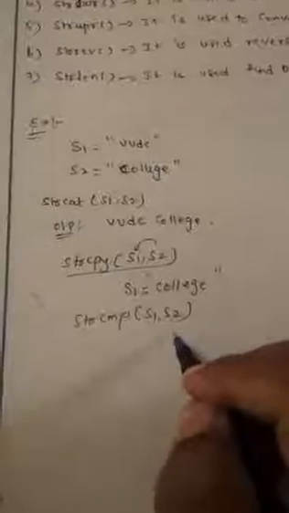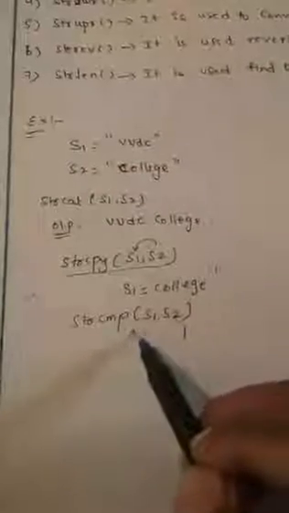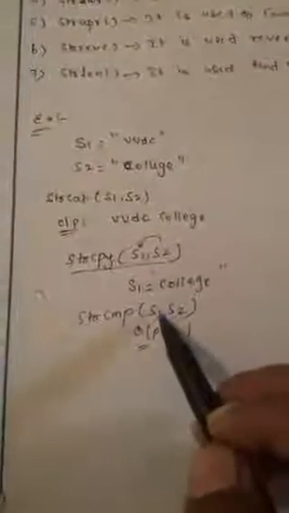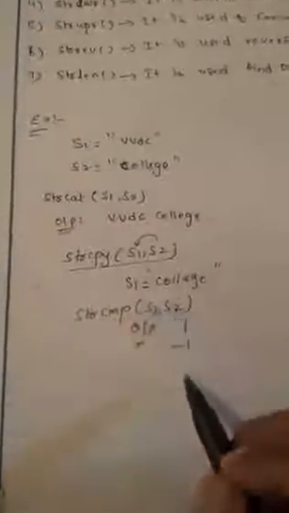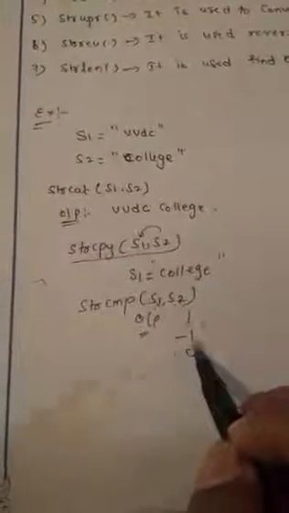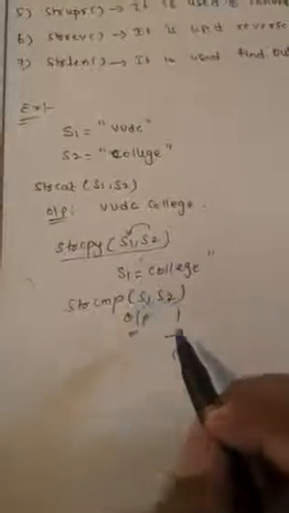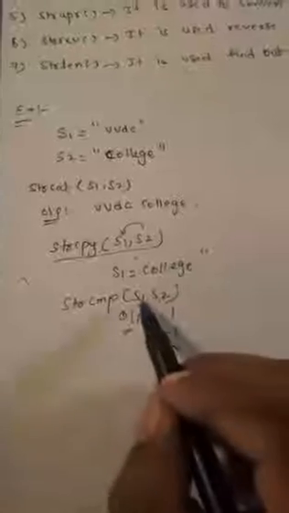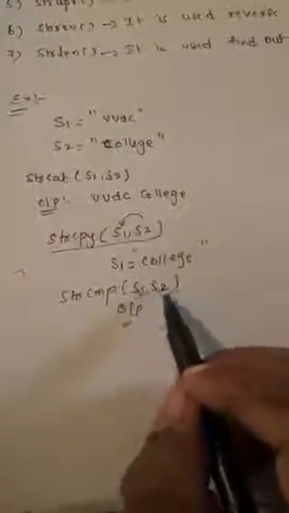So this returns 1. If s1 is greater than s2, it returns 1. Output will be 1. Suppose s1 is less than s2, it returns minus 1. If both are equal, then it returns 0, right? So if the output is 1, that means s1 is greater than s2. If the output is minus 1, s1 is less than s2. If the output is 0, both strings are equal, right?